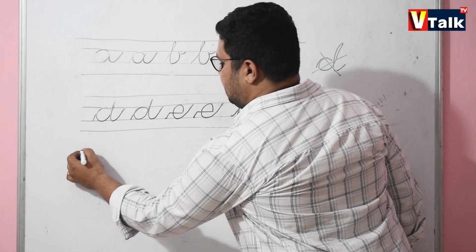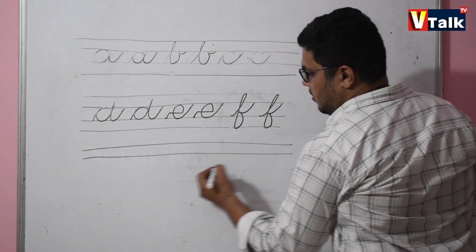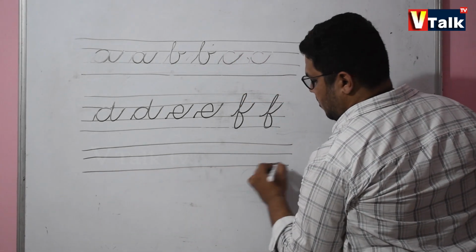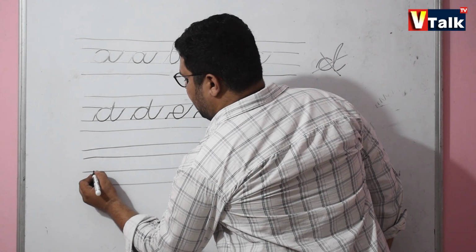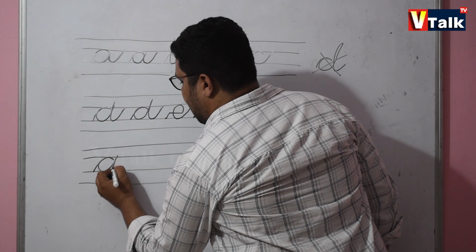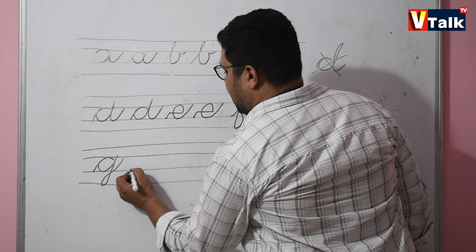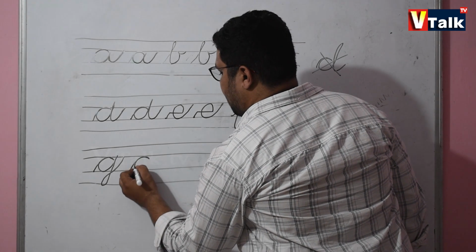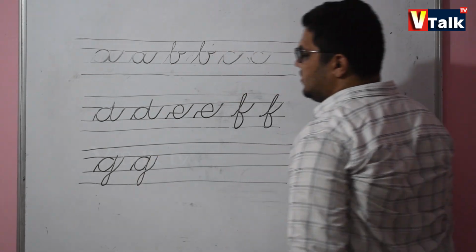The next letter is G. Again the C stroke which you have practiced and a descender loop. Once again I am showing the C stroke which I have practiced already and the descender loop like this, G.